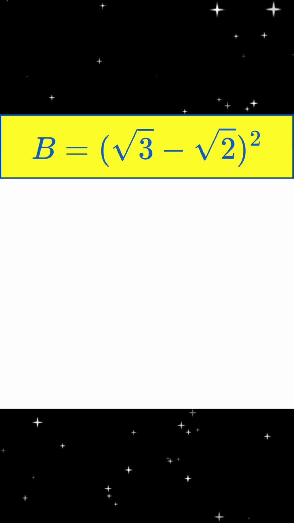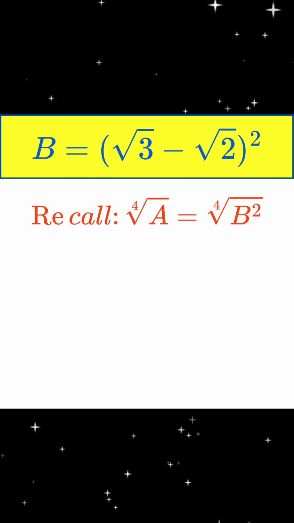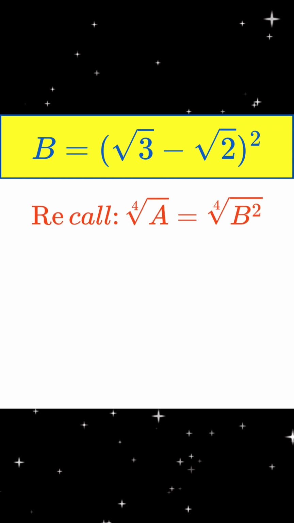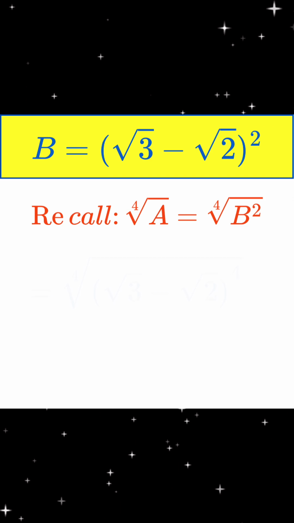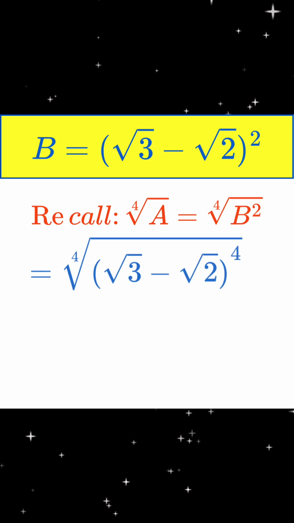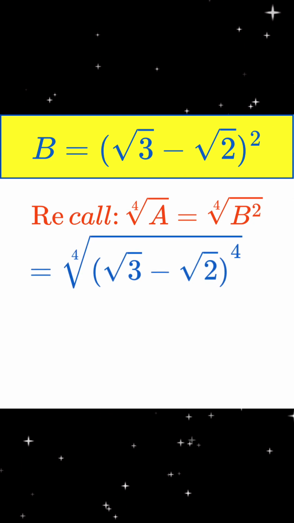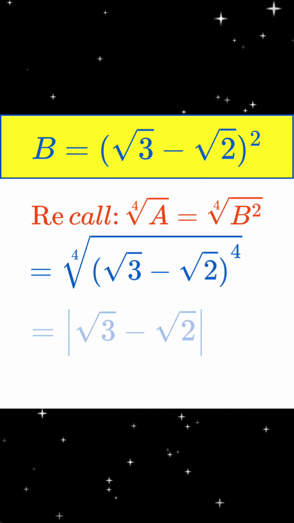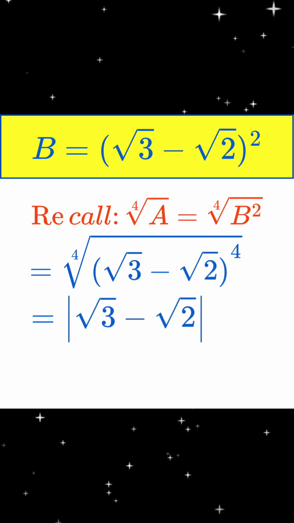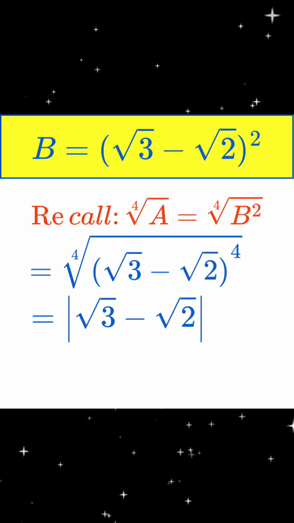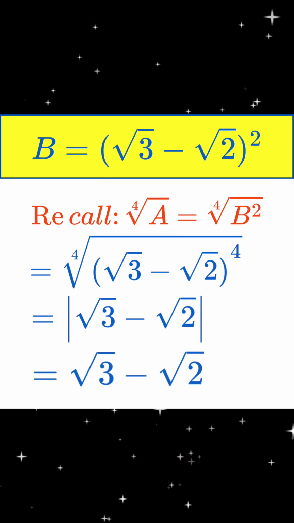Now, let's substitute b back into our equation. We are looking for the fourth root of a, which is the fourth root of b squared. Since b is a perfect square, this becomes the fourth root of a fourth power. The fourth root and the fourth power simply cancel out, leaving us with the absolute value of root 3 minus root 2. Because root 3 is greater than root 2, the value is positive.